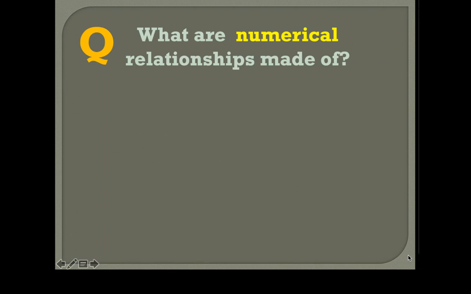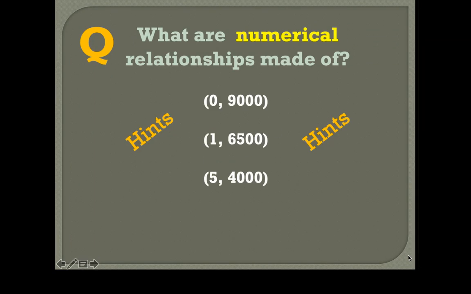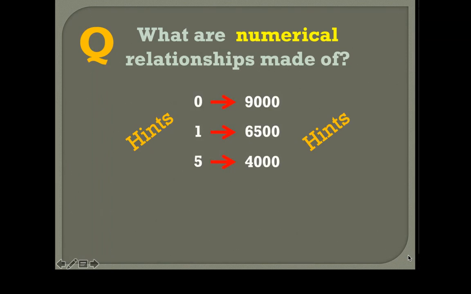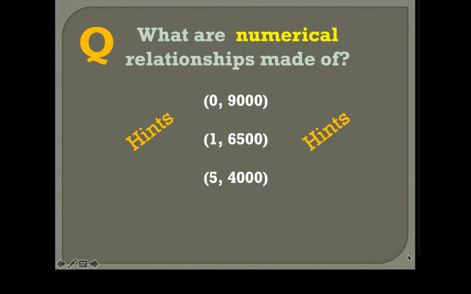And that is the big idea. This is a big question, and you will need to know the answer to this. Again, some hints. When I had these situations, 0 is 9,000, 1 is 6,500, 5 is 4,000. In every single relationship, we had numbers. In fact, more specifically, we had pairs of numbers.